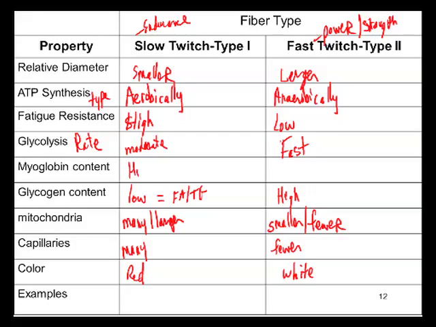Slow twitch fibers are going to have a high myoglobin content. That's why they're red. Fast twitch, lower. That's why they're white. They still have some, but not a lot.